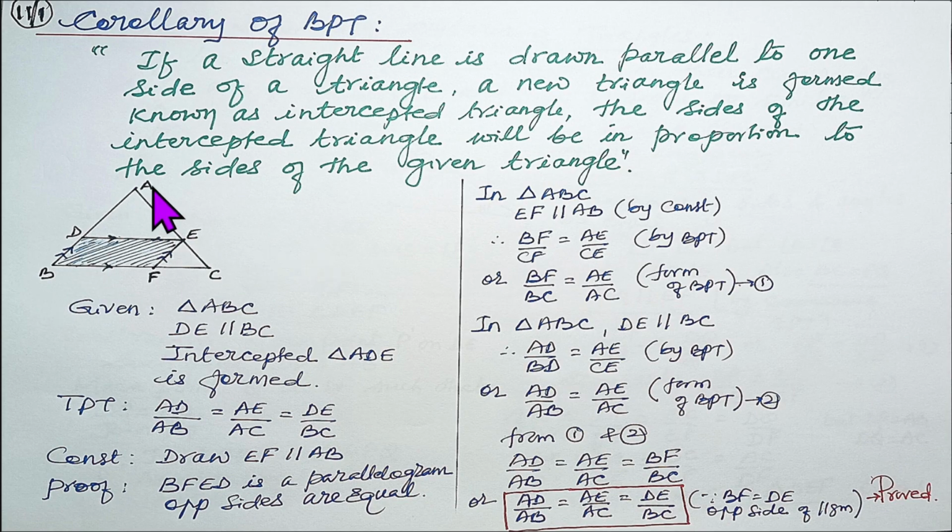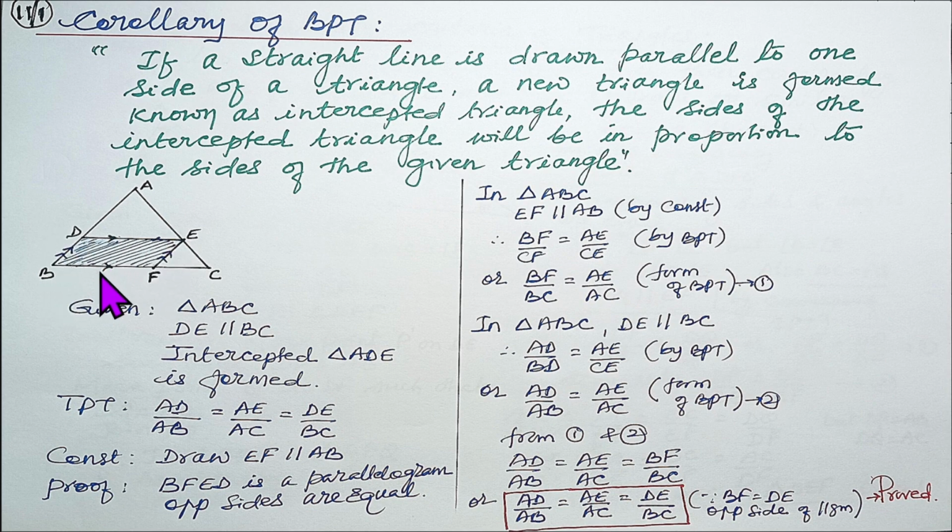Now we are given a triangle ABC, DE is parallel to BC, intercepted triangle ADE is formed. Now we have to prove that AD upon AB is equal to AE upon AC and is equal to DE upon BC. So that is what we have to prove. Now let us draw a line EF parallel to AB. Then BFED is a parallelogram because opposite sides are parallel here, because we have BD parallel to FE and BF parallel to DE, therefore it is a parallelogram.